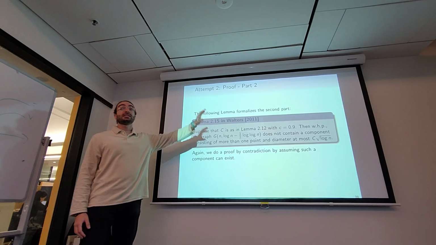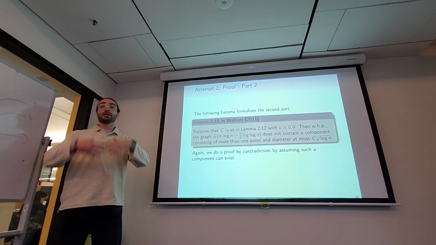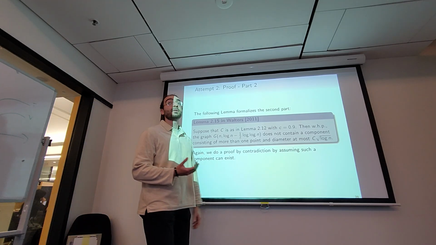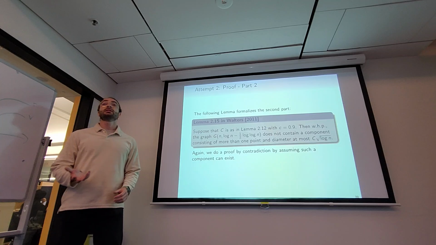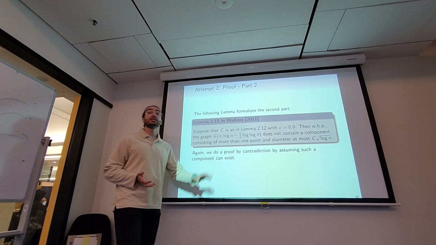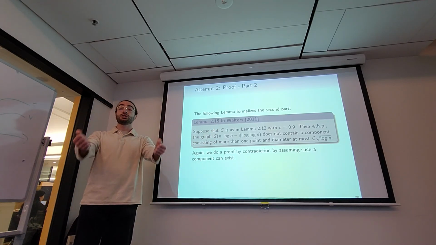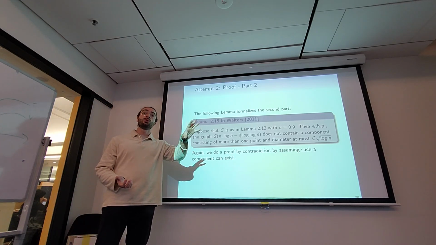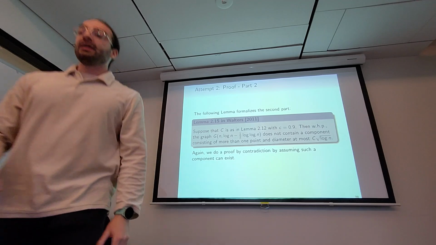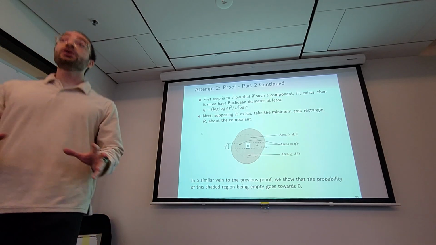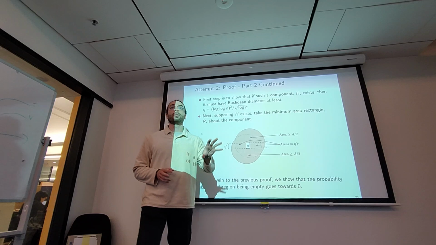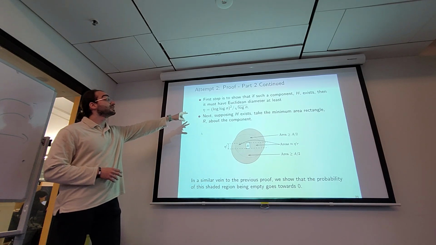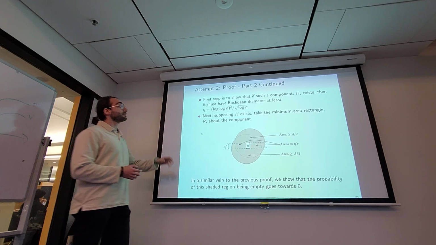This following lemma formalizes the second part. Again, the math is up here, but we'll speak about the intuition of the proof. Again, we do a proof by contradiction by assuming such a component can exist. This lemma is the one claiming that only large components or isolated vertices can exist. So we say, let's assume a small component can exist. The first step is to show that it can't be too small if it were to exist. That's the first thing Walters did.